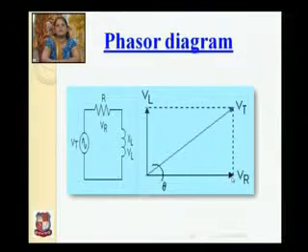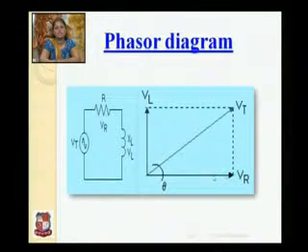Last session we discussed that when you consider a purely resistive circuit, voltage and current are both in phase. So this VR is always in phase with the current, so the phase angle from the reference is 0 for VR.